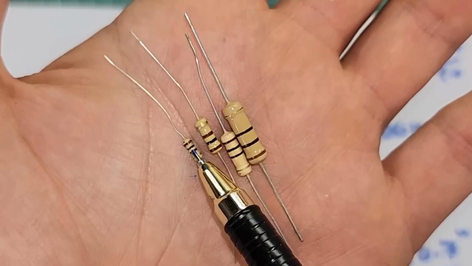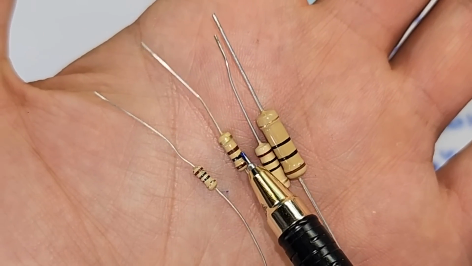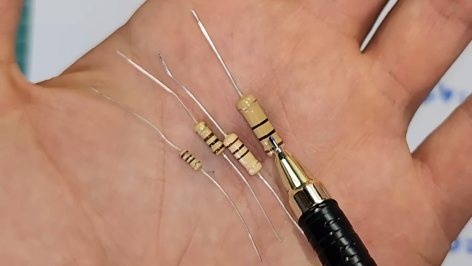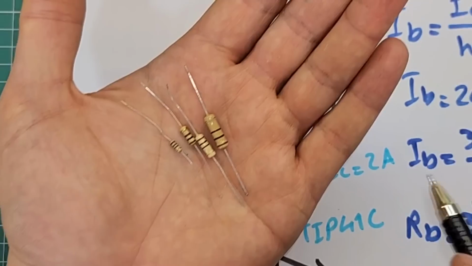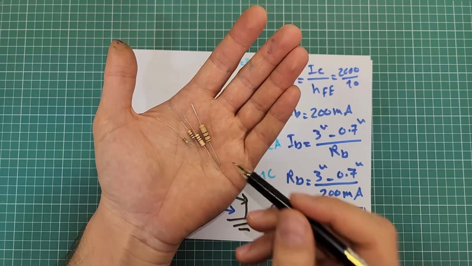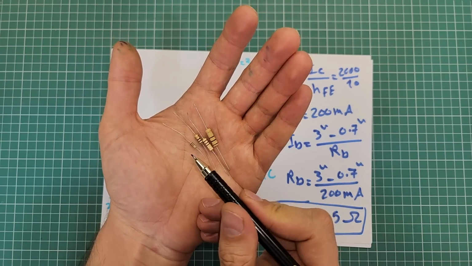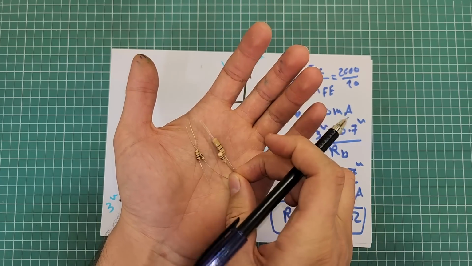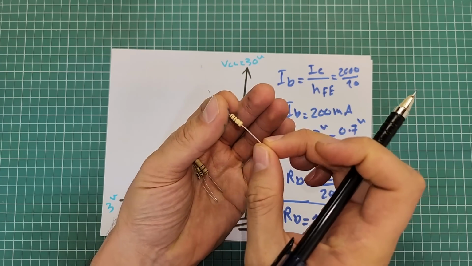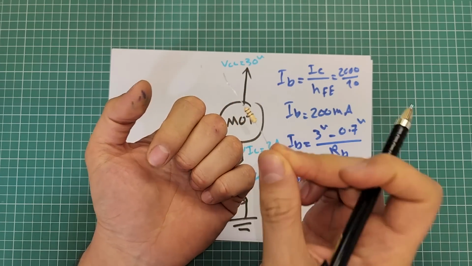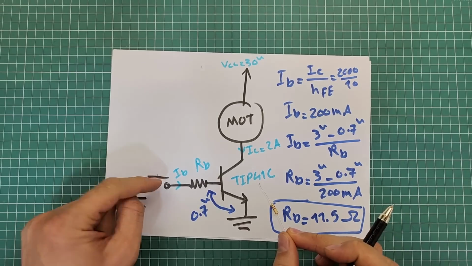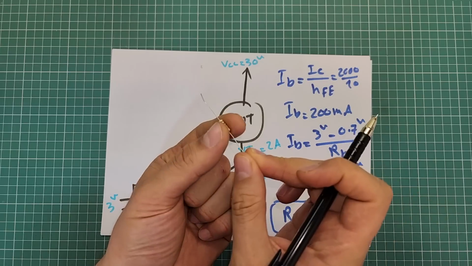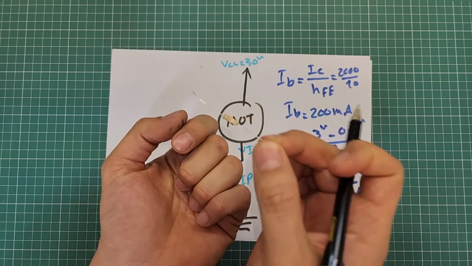This one is an ordinary quarter watt resistor, this one is a half watt, this one is a 1 watt resistor, and this one is a 2 watt resistor. Even though a half watt is greater than 0.46 watt, it is better to be more careful and use at least a 1 watt resistor. I think it's better to use a 12 ohm 1 watt resistor at the base terminal, but here I'm going to use a 10 ohm 1 watt resistor because I already have it in my workshop.